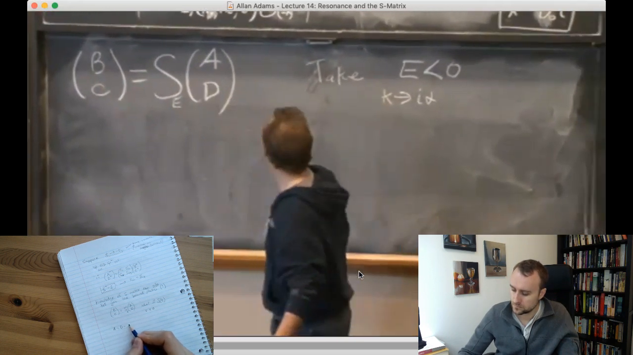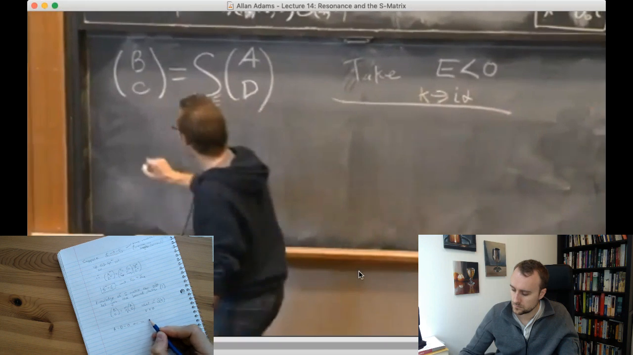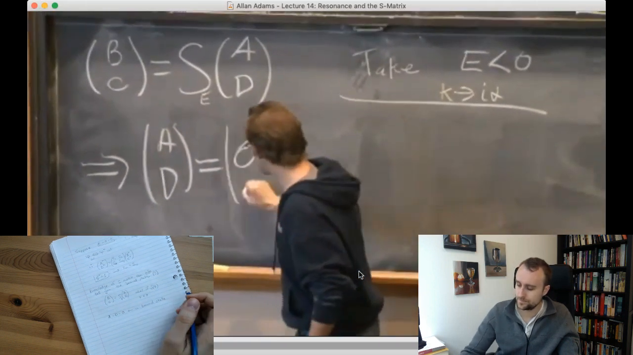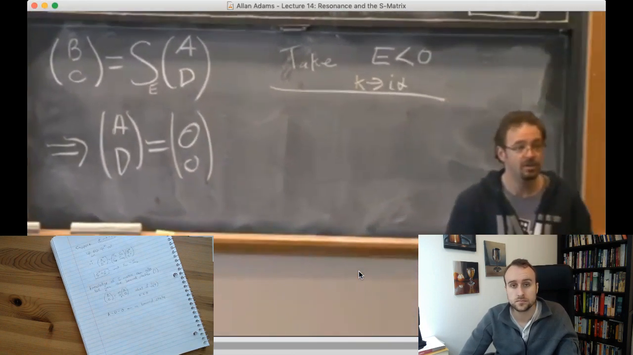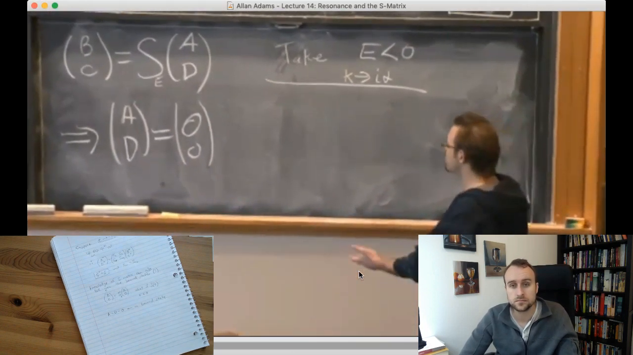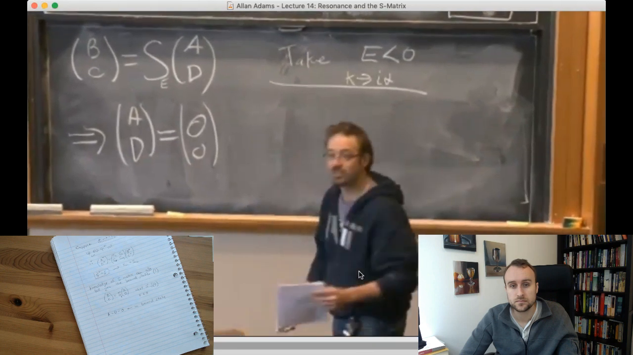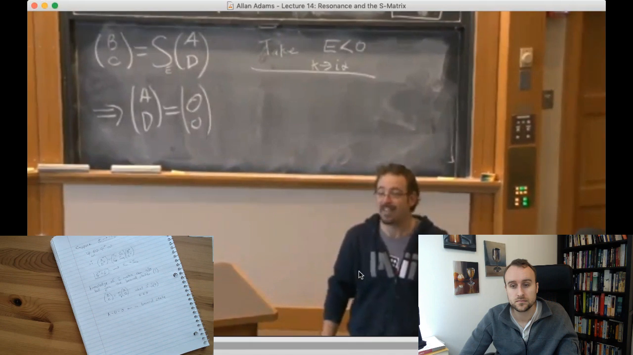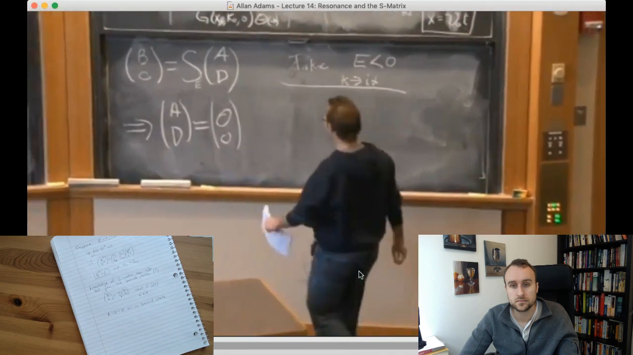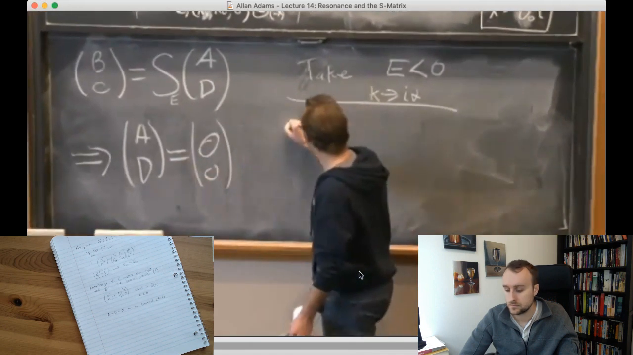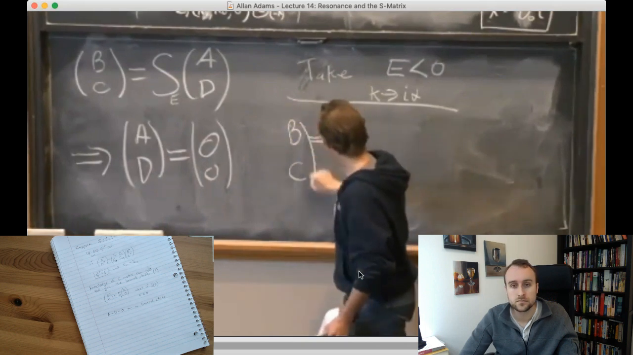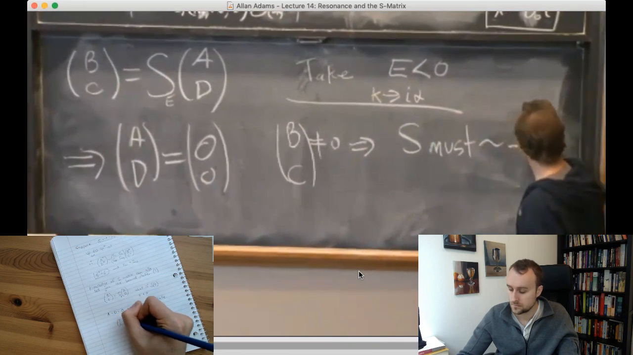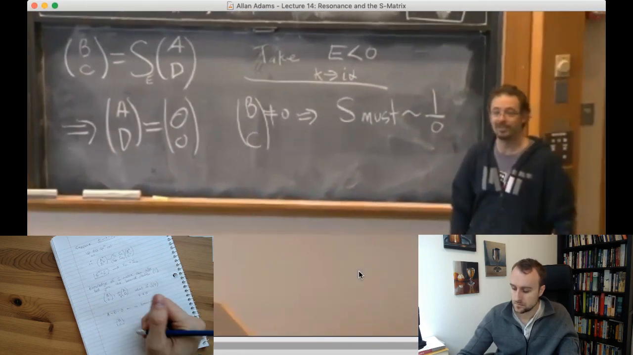Now, what about a bound state? If we have E less than 0, what must be true? It must be true that (A, D) is equal to (0, 0). So what are B and C? Well, a matrix times 0 is equal to 0, unless the matrix itself is divergent, and then you have to be more careful. But let's be naive for a moment. If (A, D) is (0, 0), then in order for B and C to be non-zero, S must have a pole. S must go like 1 over 0.